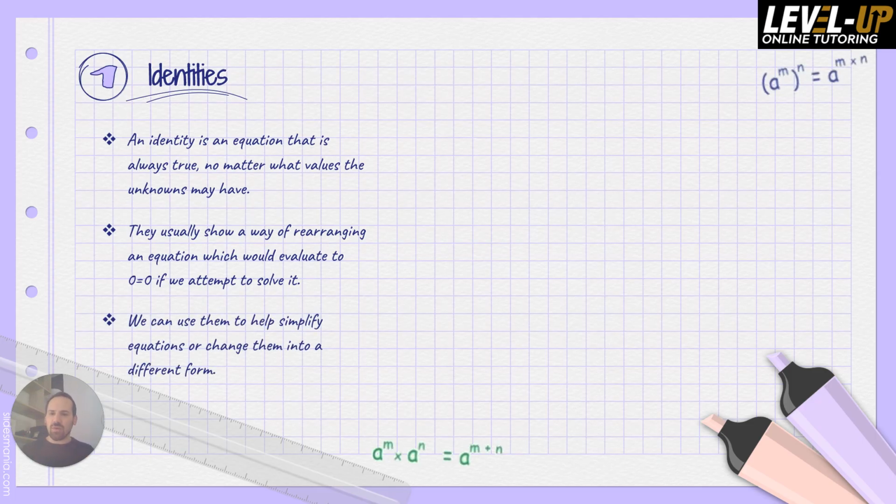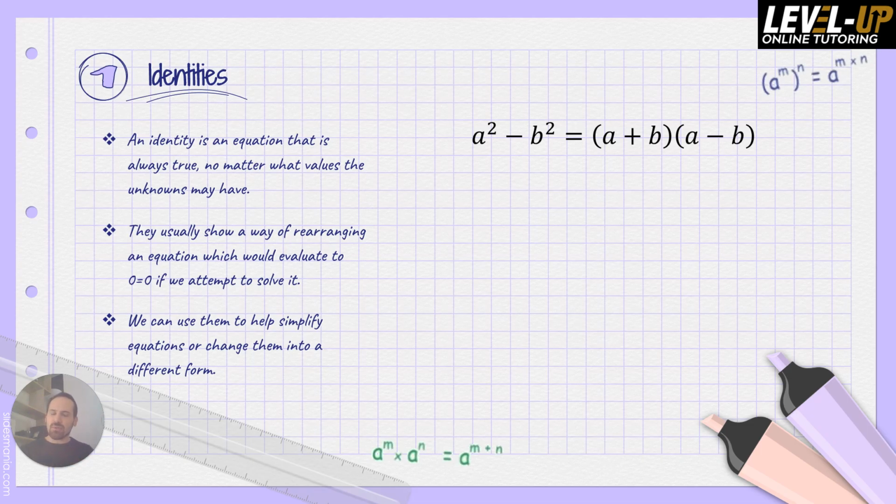We can use them to help simplify equations or change them into a different form. That's the main use that we have for them. So here's one example, which shows the relationship between two variables, like the difference between the squares of two variables, a and b. We can factorize it into this form, or vice versa. If we have something factorized in this way, it's essentially the same as the difference between the squares of those two variables.